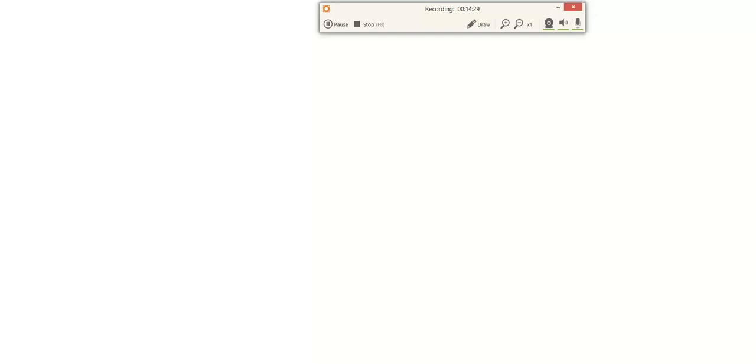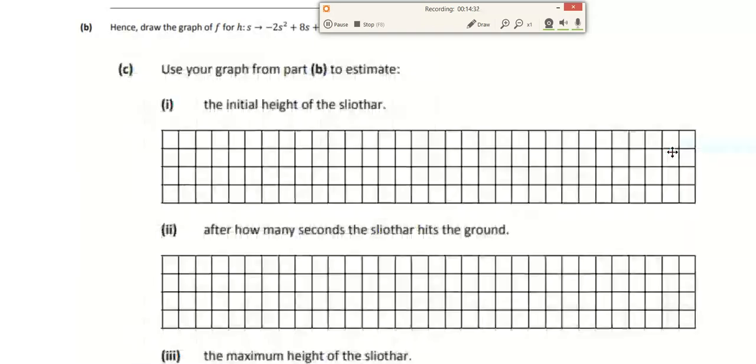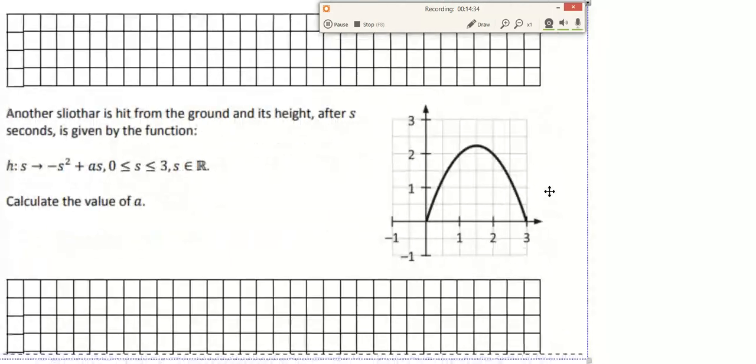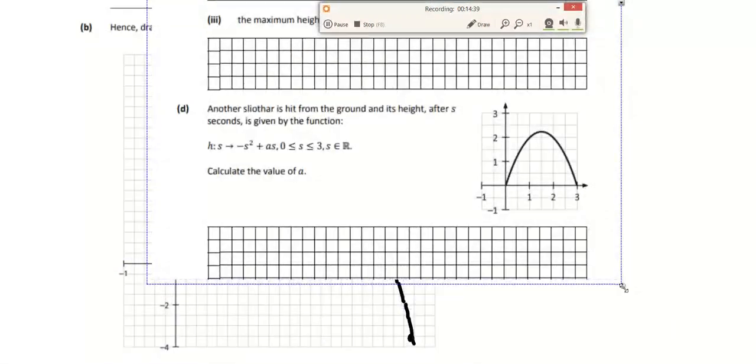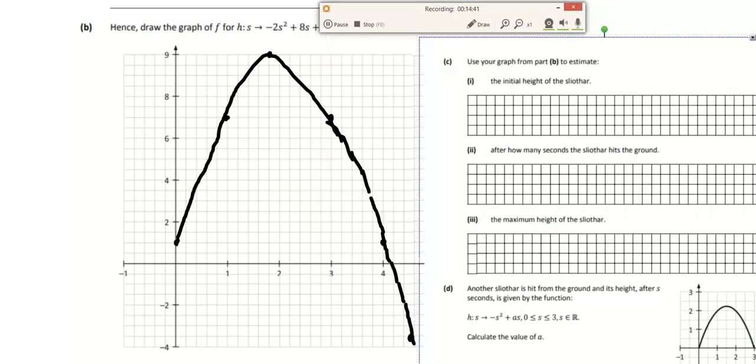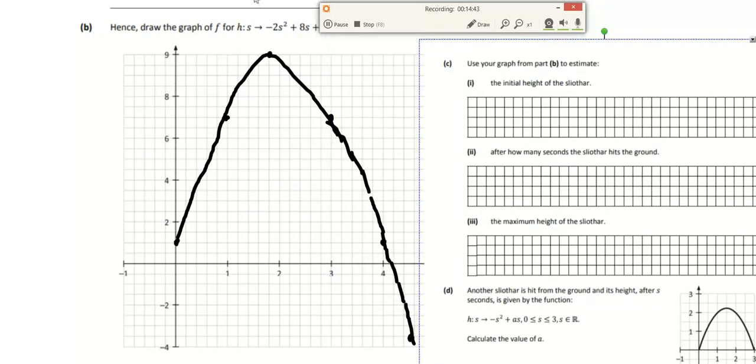Use your graph to do the following. Okay, going to shrink this down slightly. Use your graph to get the initial height of the splitter. What's the initial height of the splitter, lads? 0 and 1. 1 meter above ground. So that's the height you hit it above the ground, 1 meter. After how many seconds did the splitter hit the ground? Well, where does it hit the 0 mark? What do you think this is? Roughly what?